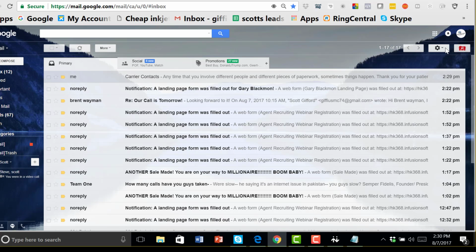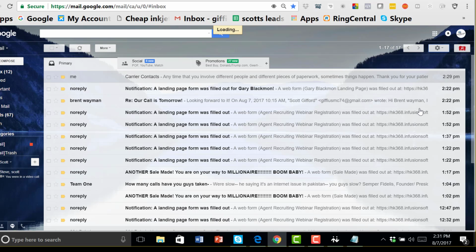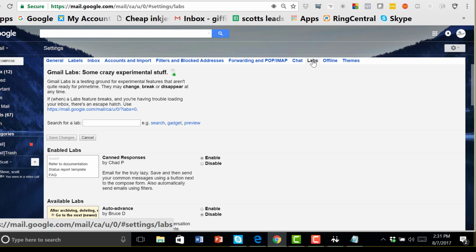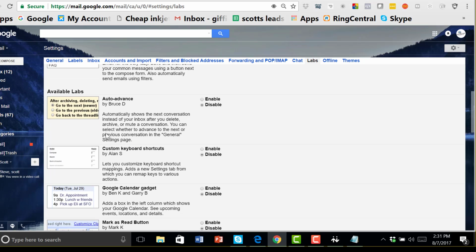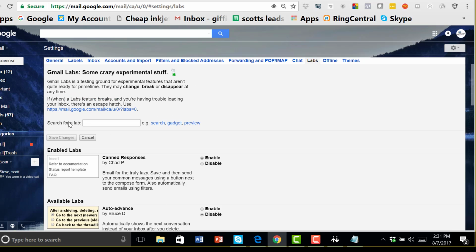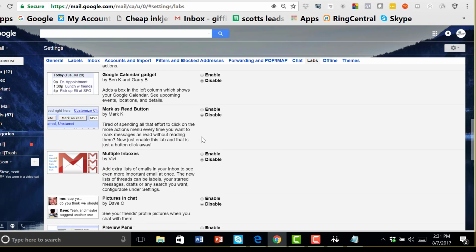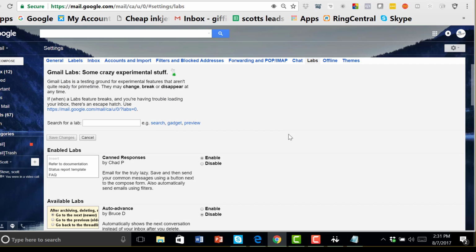The key is if you want to start doing that, go over to your settings, click on settings, and go to labs. Think of a dog, the lab. And canned responses, yeah, right here. The first one. Do you want to have canned responses? It's automatically going to be set to disable. I don't know why. Click on enable, and then click at the bottom and save changes. Okay? That'll allow you to start making them.